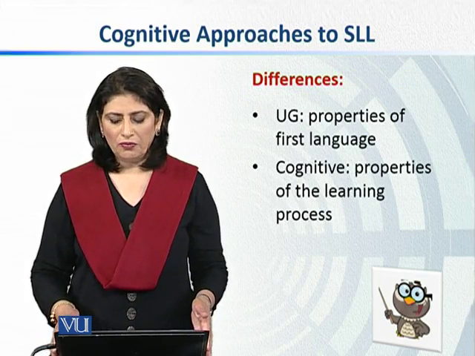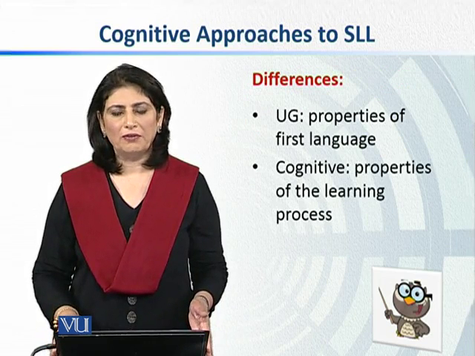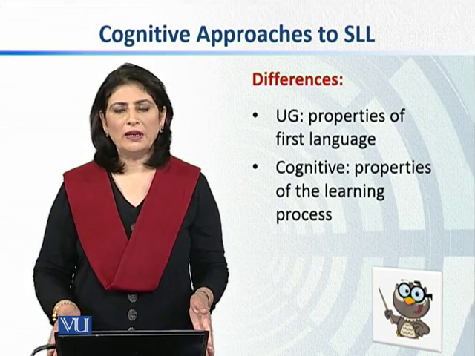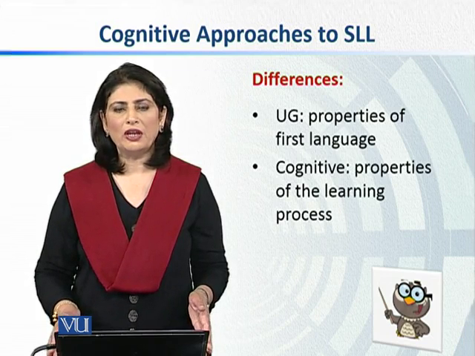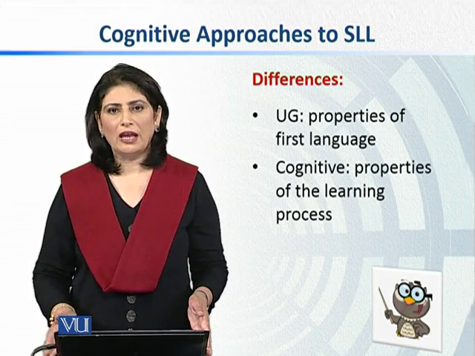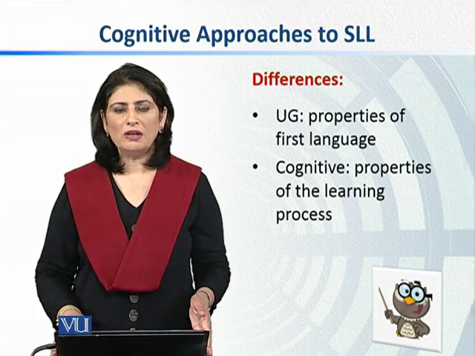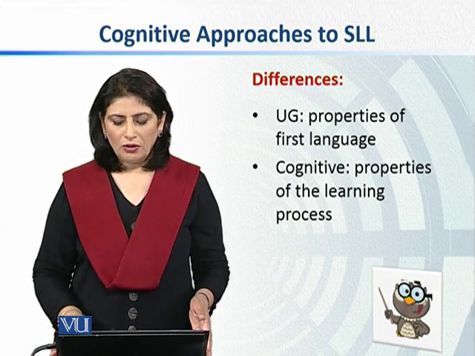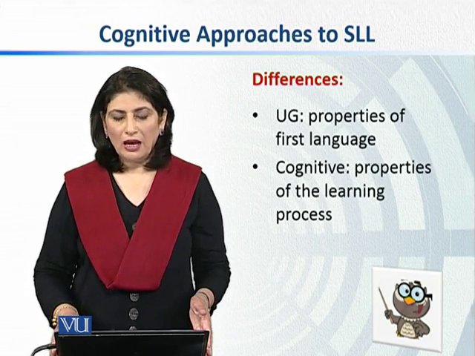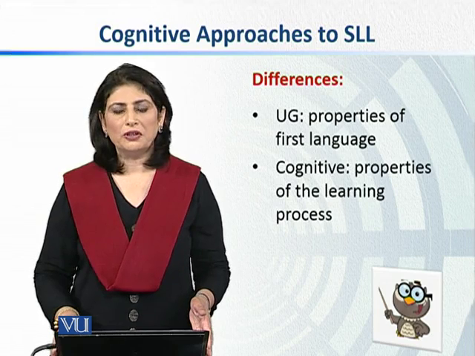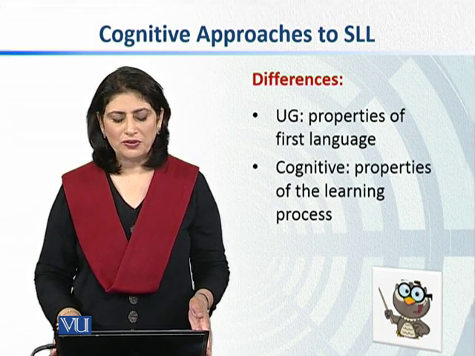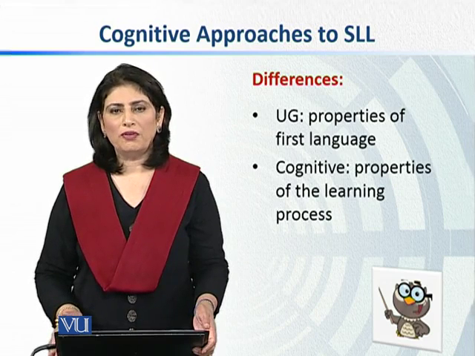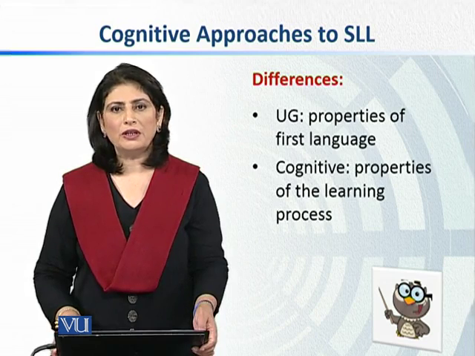So, universal grammar focused on the properties of the first language, basically. However, those working in the second language field learned how they analyze the first language properties and tried to understand the properties of second language learning. But primarily, universal grammar focused not on the learning, but on the properties of the first language. Cognitive approaches, on the other hand, are focused on the processing of information, that is, the learning process of the languages, whether they are first languages or second languages or any number of languages. They are interested in the learning process.